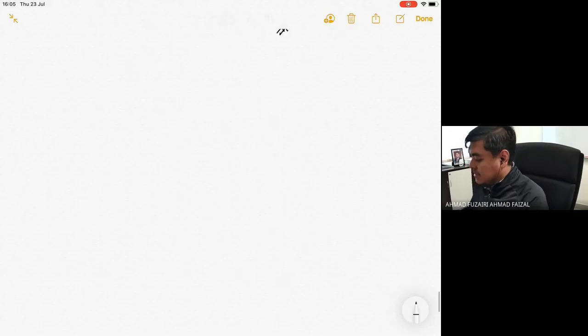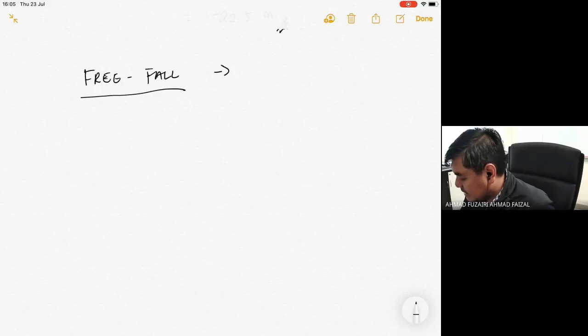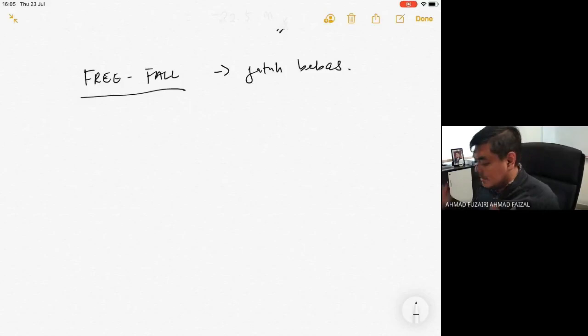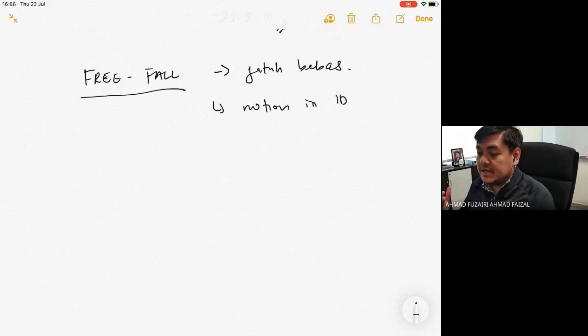So the free fall part is free fall. In Malay we call it jatuh bebas. Okay, what does it mean? It will fall. The motion is motion in one dimension. What does motion in one dimension mean again? It only takes one axis at one particular time. Meaning that if we are discussing Y, it only stays in Y.